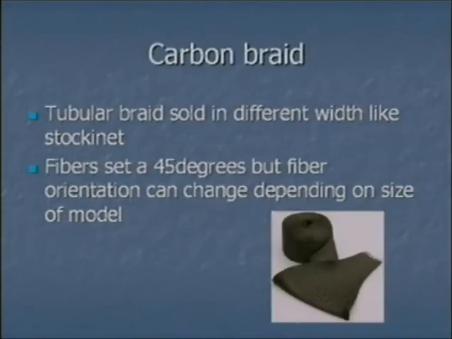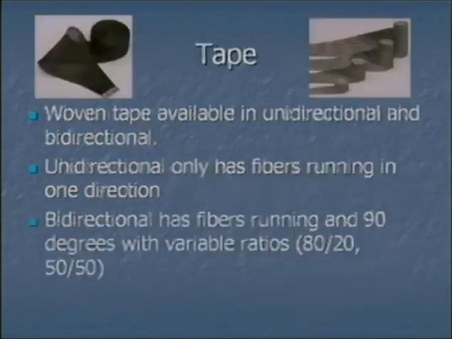Then this one is our carbon braid. This is probably what we use the most of in the orthotic and prosthetic industry. It's a tubular stockinette braid that comes in different widths, just like stockinette does, or socks. So you can get this in like 2-inch, 4-inch, 6-inch widths, 10-inch, 12-inch, 14-inch widths. Typically the fibers are set at 45 degrees, but depending on how much you stretch it will determine that degree orientation. So it may change from one angle to another angle depending on how much you stretch the fabric as you put it over top of the positive model. And again, this is the most common material that we use.